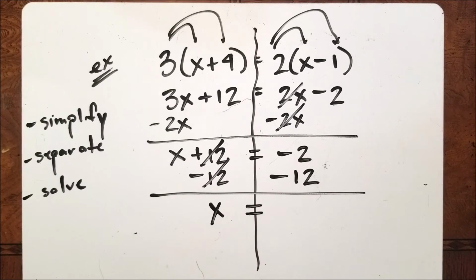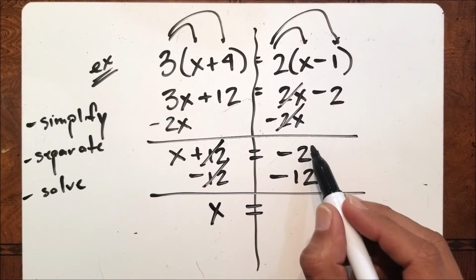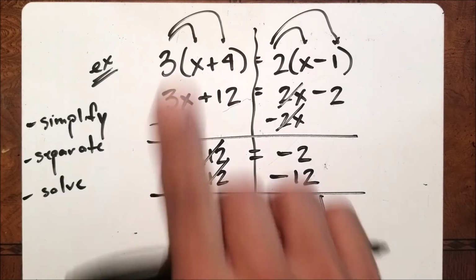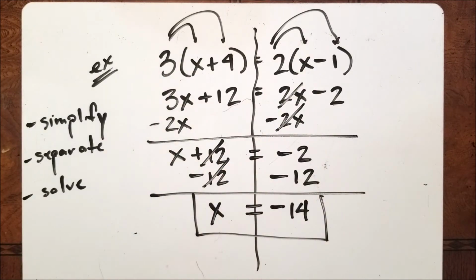That is exactly right. Okay, and then what about when I combine negative 2 and negative 12 together? What does that make? Negative 14. That's exactly right. Now, we can, of course, check our answer. Let's do that. We can check our answer by taking that value and plugging it into our original equation. Let's try that real quick just to see how that works out.